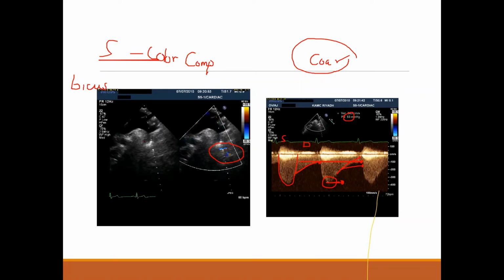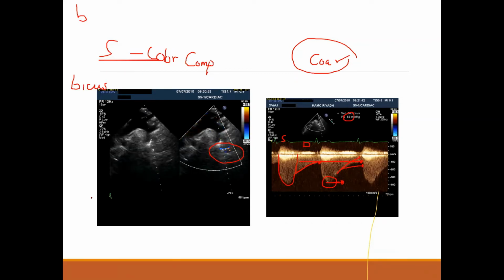How high is the chance of having a bicuspid aortic valve here? 80% or more. But if you have bicuspid, the chance of having coarctation is like 30%, right? But if you have coarctation, the chance of having bicuspid is approaching 80%. Now leave echo aside.